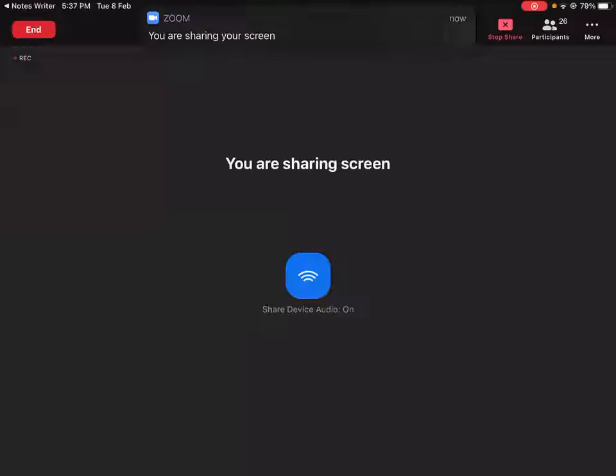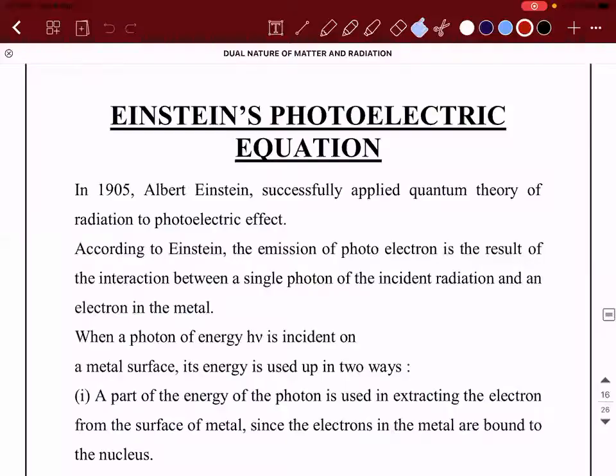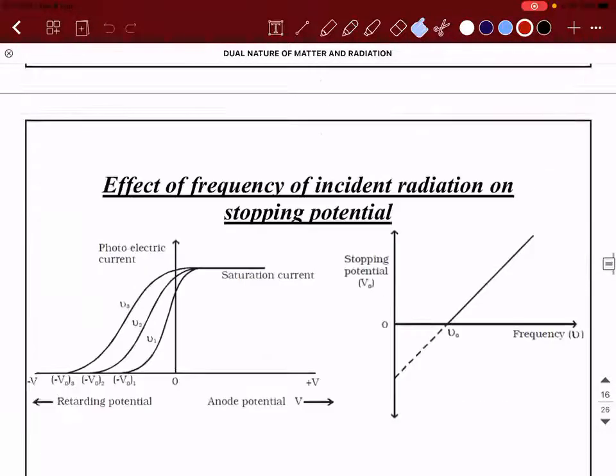So let's get started. Yesterday we started the dual nature of radiation and matter, and we completed till the effects that were there, right? So let's just recollect those points alone.